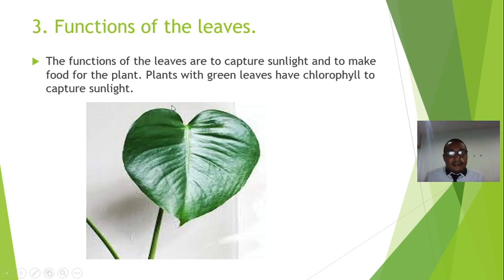Number 3 is the leaf. If it is one, it is called a leaf. If there are many, they are called leaves. Now, let us look at the functions of the leaves. The functions of the leaves are to capture sunlight. When we talk about sunlight, it is the light that comes from the sun. So the leaves are the ones that capture the sunlight and make food for the plant. Usually plants that have green leaves have what we call chlorophyll that captures sunlight.